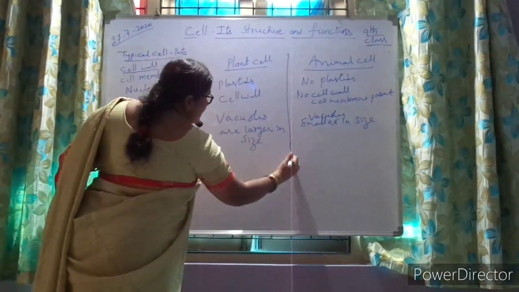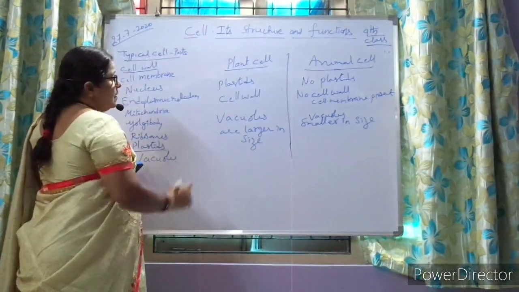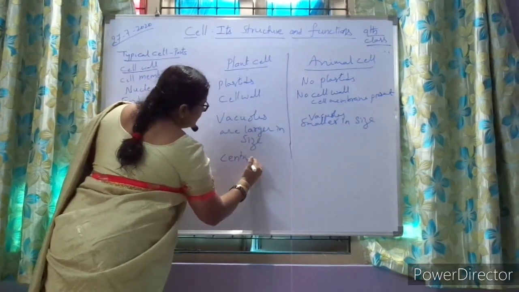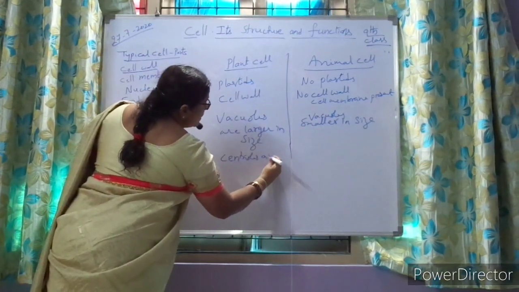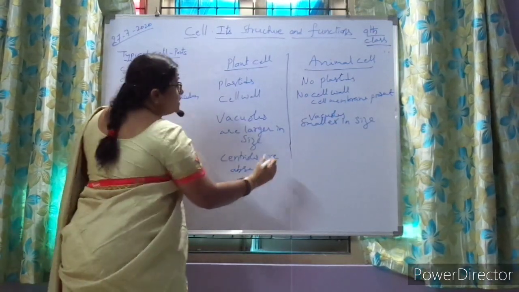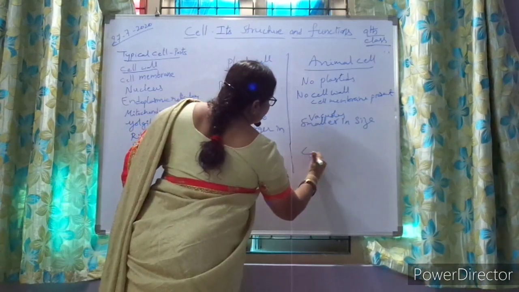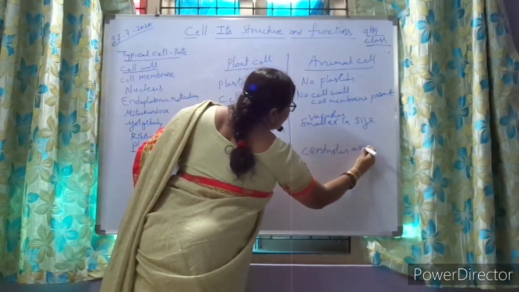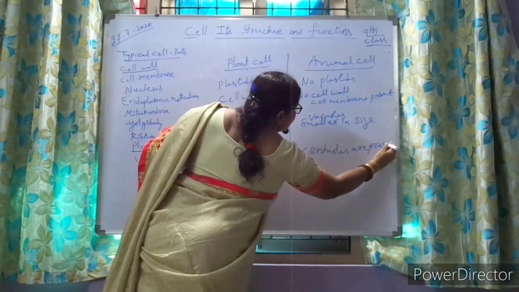Then another important point, centrioles. Centrioles are absent in plant cells, whereas in animal cells they are present.